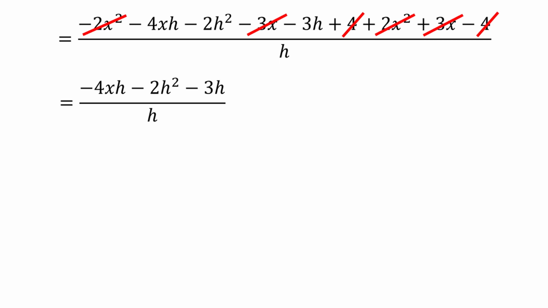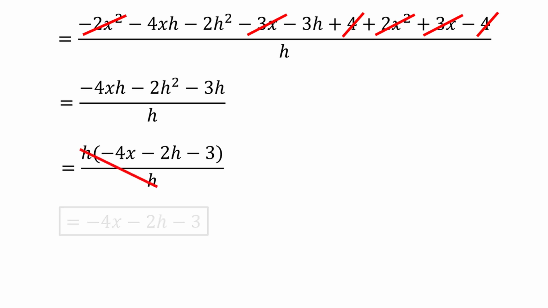Since all three terms have an h in them, we can factor out the h. We have h times negative 4x minus 2h minus 3. The h's will cancel, and we will be left with negative 4x minus 2h minus 3, which is our final answer.